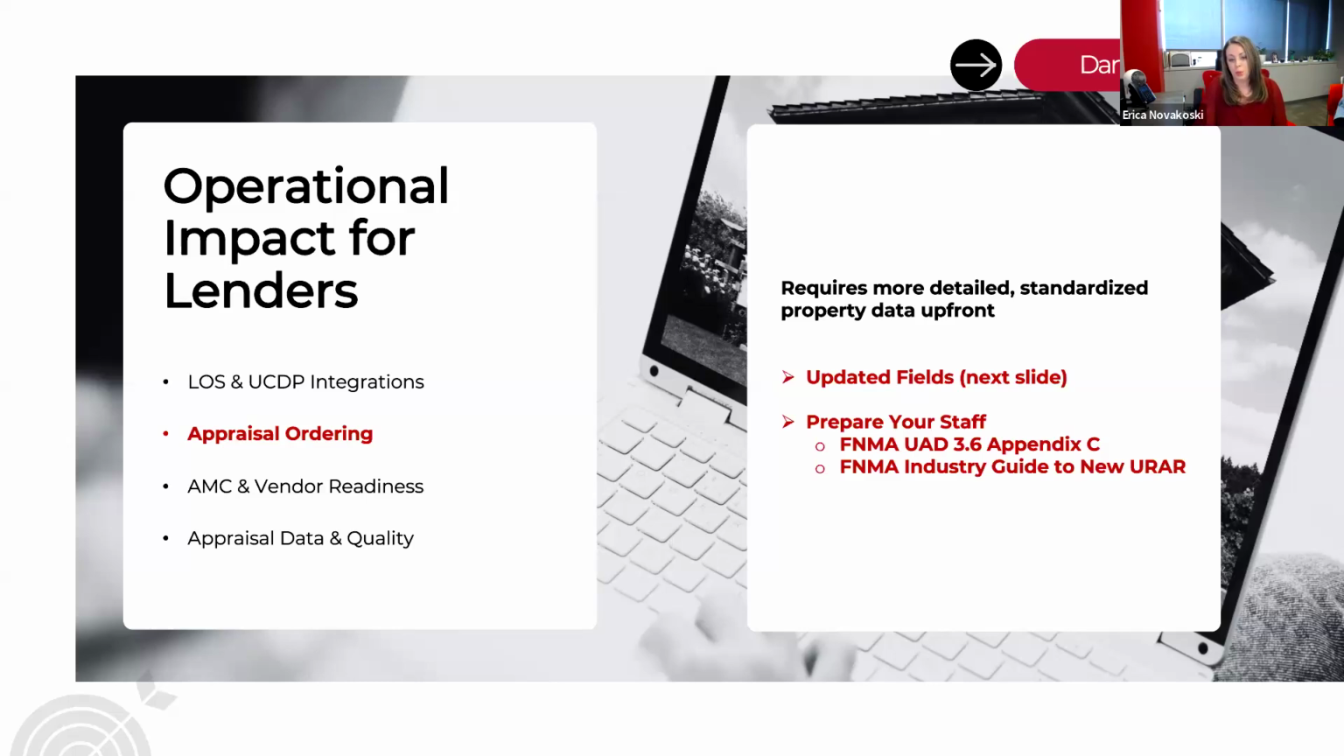A couple resources I can point to from Fannie Mae's UAD 3.6 webpage would be Appendix C and the Industry Guide to the new URAR. It's free and filled with interesting detailed modules.